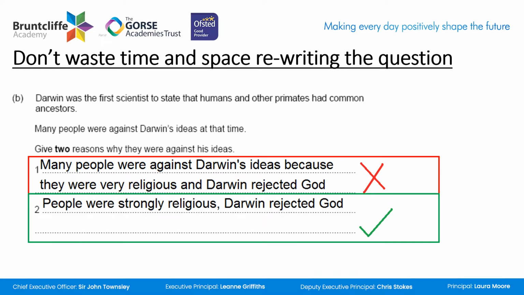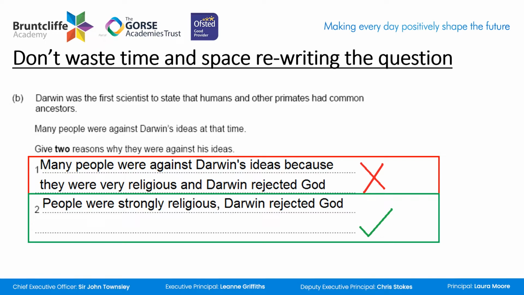The next thing to consider when answering questions is that you waste time and space rewriting the question. For science, there is no need to do this. The question is always going to be accessible to the examiner. Therefore, all you need to do is to actually answer the question itself. You do not need to repeat it.